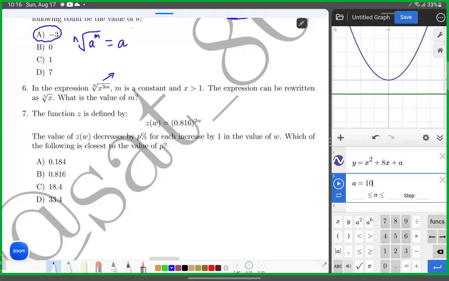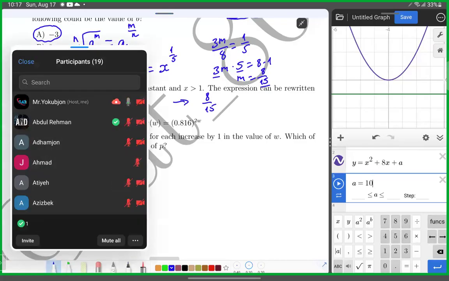If you write in the exponent form, it will be m divided by n. Here also the same thing, x to the power of 3m divided by 8. Now it's equal to x to the power of 1 over 5. After this, you can just equalize those two, 3m divided by 8 equals 1 divided by 5. Then you can easily calculate using the cross product rule, 3m times 5 equals 8 times 1. Here m will be equal to 8 divided by 15 because 3 times 5 is 15. So the answer to this question will be 8 divided by 15. Guys, this moment is clear?